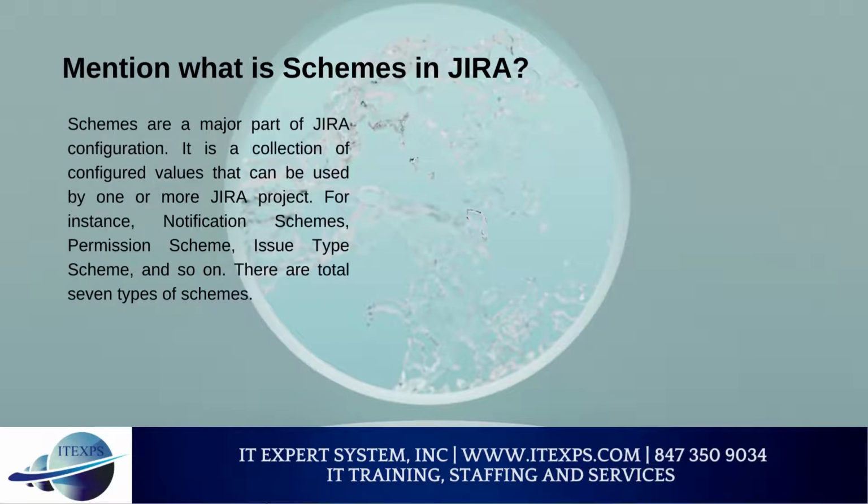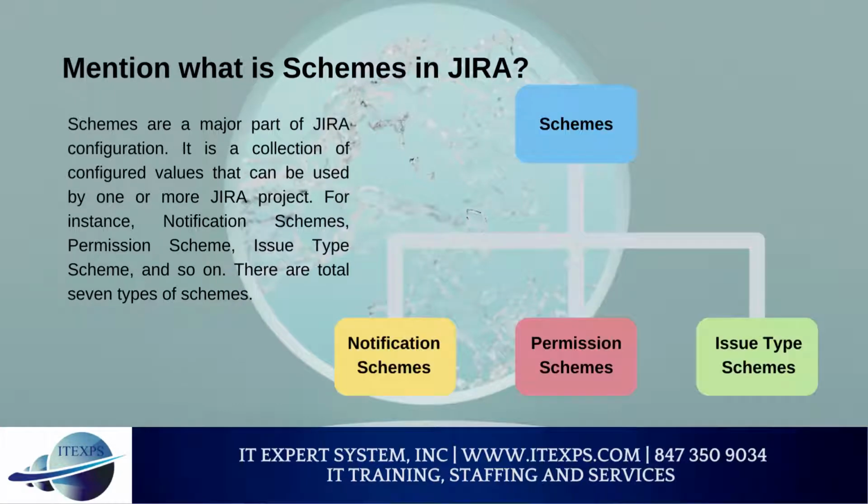Schemes are a major part of JIRA configuration. It is a collection of configured values that can be used by one or more JIRA projects. For instance, notification schemes, permission scheme, issue type scheme, and so on. There are a total of 7 types of schemes.